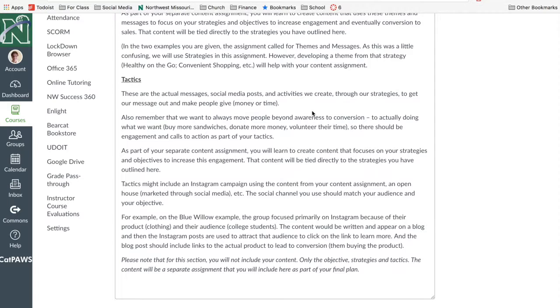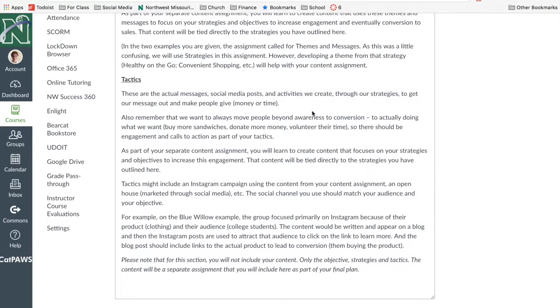So if our objective is to sell more breakfast sandwiches, and our strategy is to make people know that it's convenient and that it's good for you, some of the tactics we will use will be social media messages that explain how it's good for you, social media images that show people being more productive because they ate a good breakfast, social media images that show how convenient it is, YouTube videos that show, whatever the case may be. It's what tactics you're going to use to share that message.